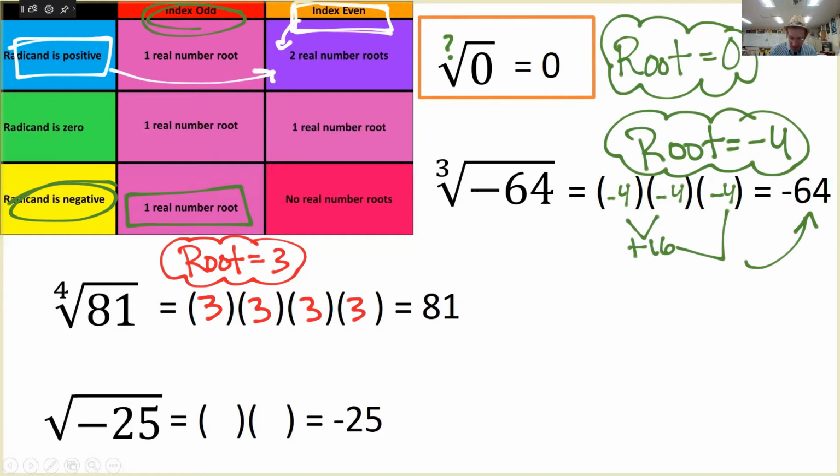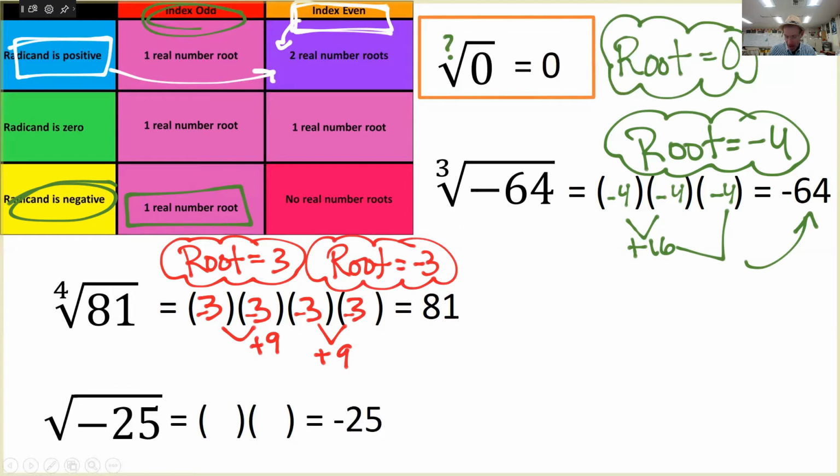So that reminds me that with an even index number, we could have negative 3 times negative 3 times negative 3 times negative 3. And these two pair up to make positive 9. And these two pair up to make positive 9. And 9 times 9 is positive 81. So our root is also negative 3.